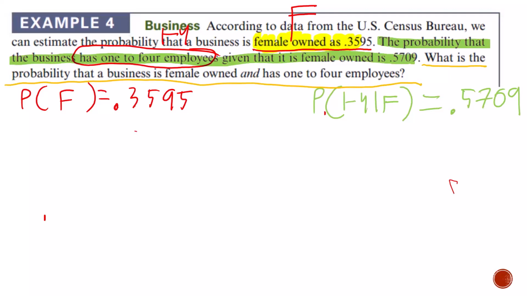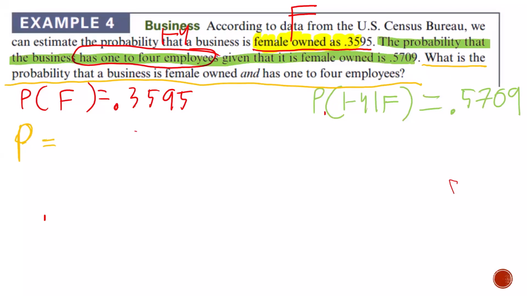Mars, this is saying, let's assume I know the business is female owned. What's the probability it has 1 to 4 employees? So it's given, right? You're going to have to read the slides at the beginning to kind of figure that out. But that's what that line means. Okay. So now what is the question that they are asking? I underlined it. So that's what we need to find out.